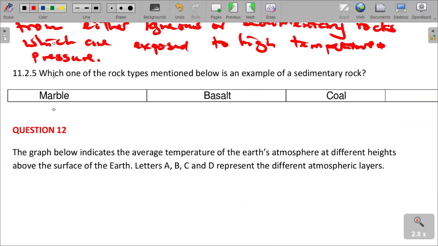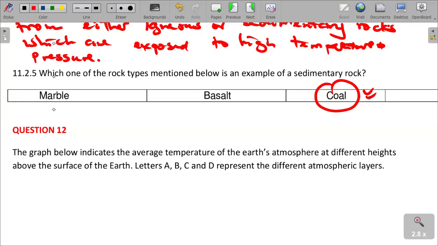Which one of the rock types mentioned below is an example of a sedimentary rock? Sedimentary rock, obviously, we are saying from burial of material, it is coal. Coal is an example of sedimentary rock.